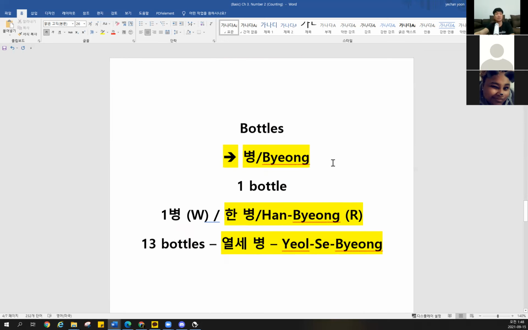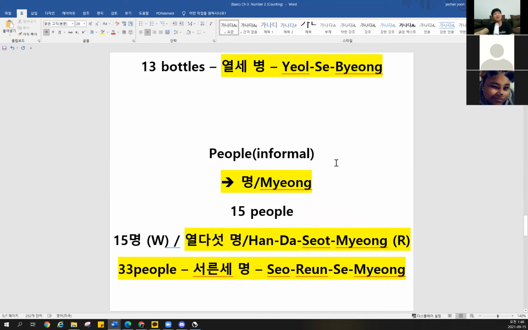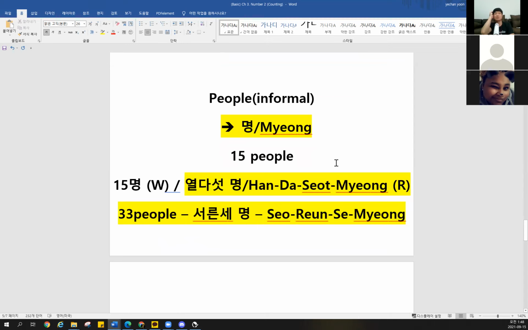Okay. Next one, bottles. How can you say bottles? You can say 병. So what would one bottle be, for example? How can you say it? 하나병? No, use the changing form: 한 병. 한 병. How about 13 bottles? You can say 열세병, not 열셋병, changing form. 열세병. 열세병.